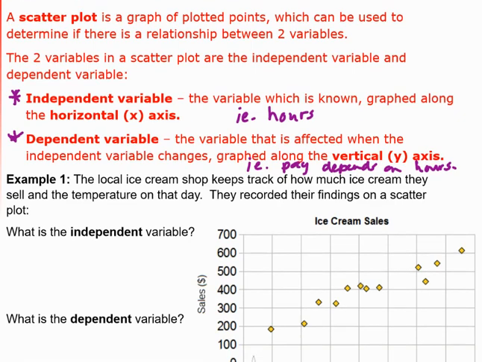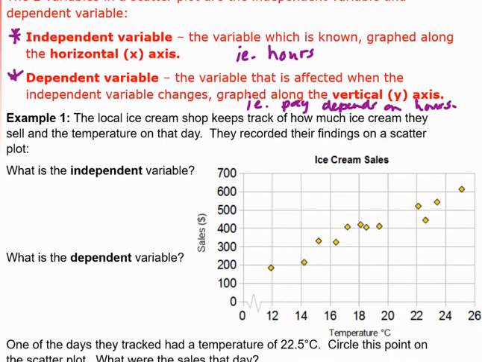So let's look along here. Here is my independent variable, and here's my dependent variable. Along the x-axis, or the y. So here's the y, here's the x. X is independent, y is dependent.